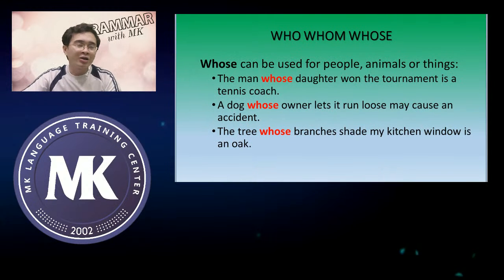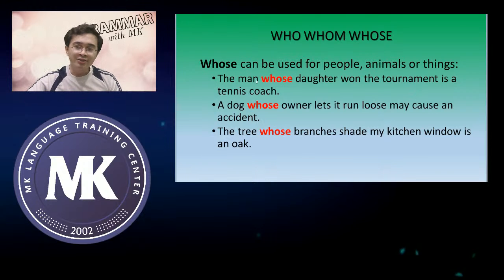And more, we have whose. For whose, we use this for possession, what a person has. So it can be used also for people, animals, or things, or what they have itself. For example, we have for number 1, the man whose daughter won the tournament is a tennis coach.